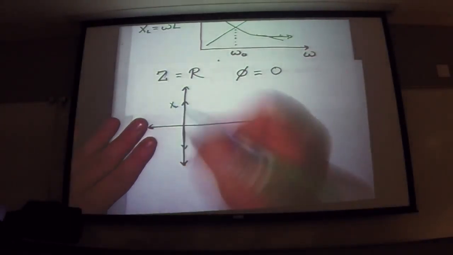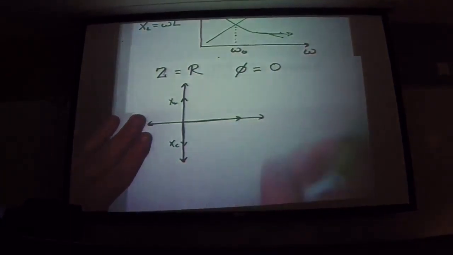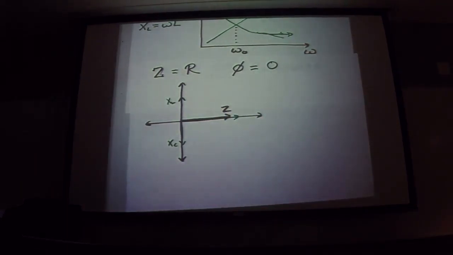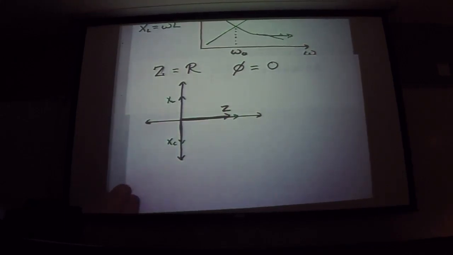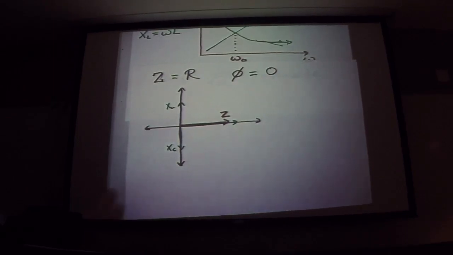So when x sub L is equal to x sub C, they cancel each other out. Their total impedance goes right along that line there. You get a resonance. The other thing about the resonance is that then you also get your maximum power output of the circuit. Because remember, the power output depends on that angle phi.